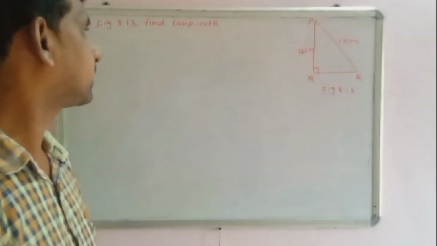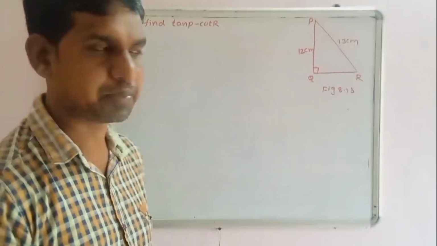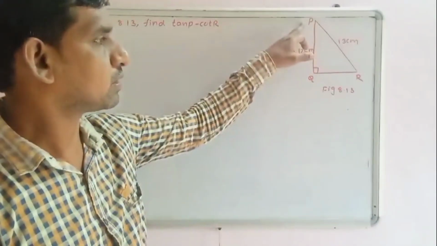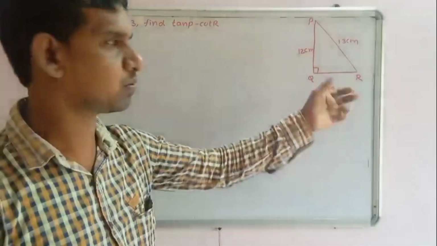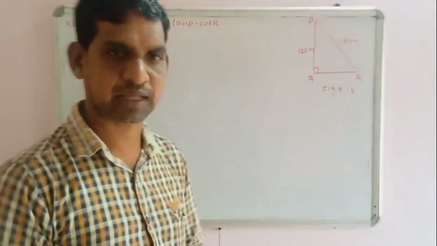8.13. Find tan P minus cot R. Okay. What is the formula of tan P? Side opposite to P over side adjacent to P. Side opposite to P is QR. We don't know the value of QR. First find the value of QR by using Pythagoras theorem.